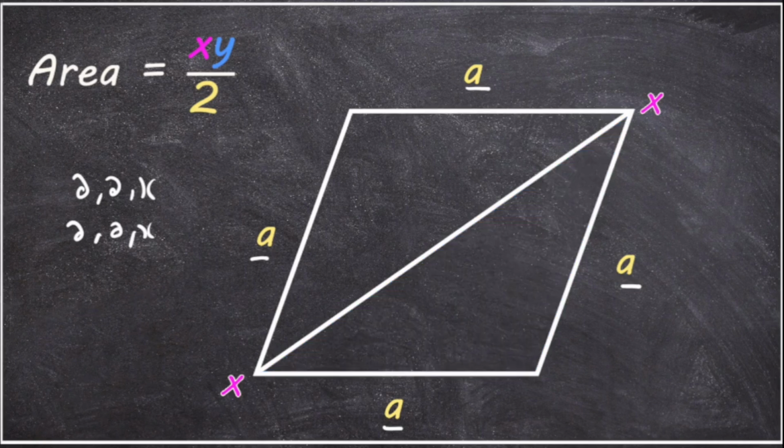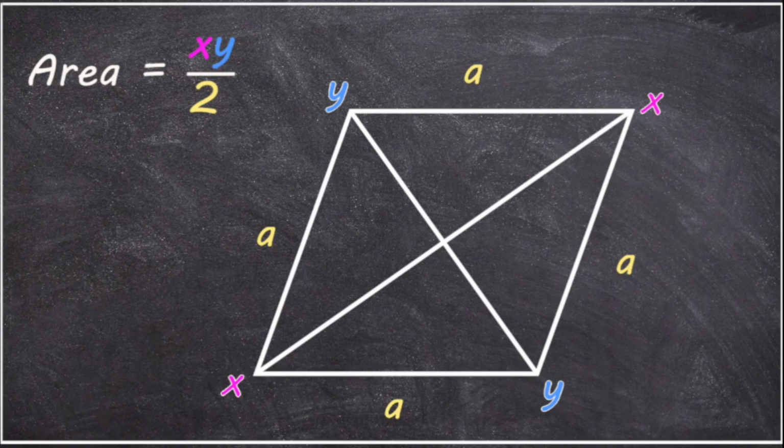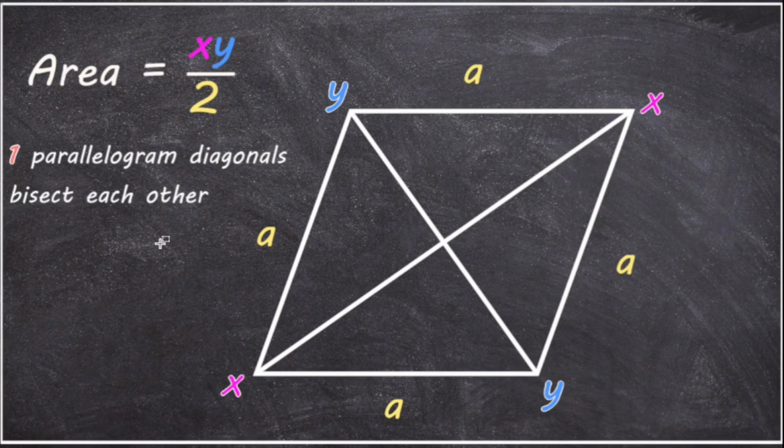Next, we're going to add the other diagonal. Clearly, the diagonals intersect, and we're going to exploit two properties of intersecting diagonals. One property which applies to all parallelograms, and the other property which specifically applies to rhombuses. The first property that applies to all parallelogram diagonals is that parallelogram diagonals bisect each other. What that means is that the y diagonal passes through the midpoint of the x diagonal, so that either side of the diagonal you get two equivalent lengths of x over 2.